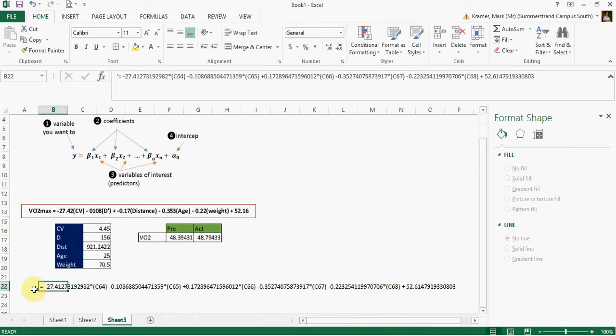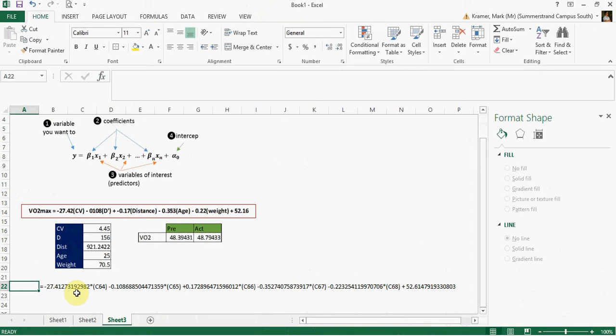Now, the thing that you want to see is how accurate your model is in making predictions. What you can see here, I've entered the values for one of our participants: his critical velocity, d prime, distance, age, and weight, and I then use that to calculate his predicted VO2 max in moles per kg per minute. You can see here it's 48.39, and I use that to compare it to his actual value, and notice how almost exactly the same they tend to be.